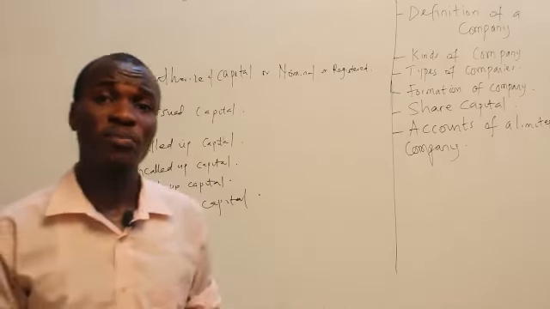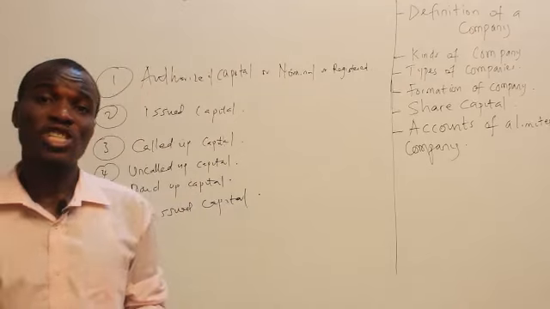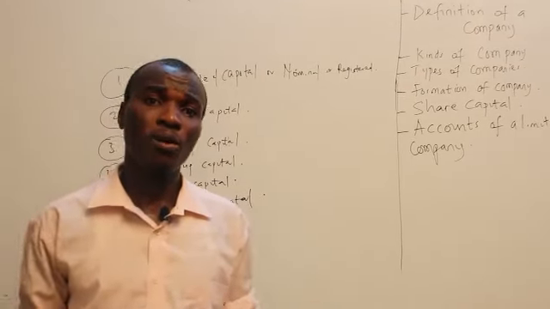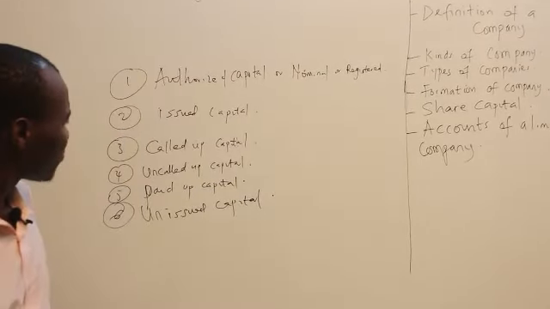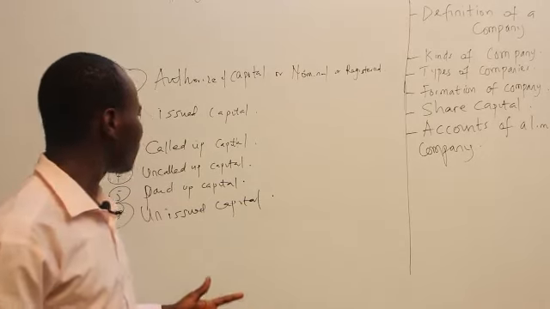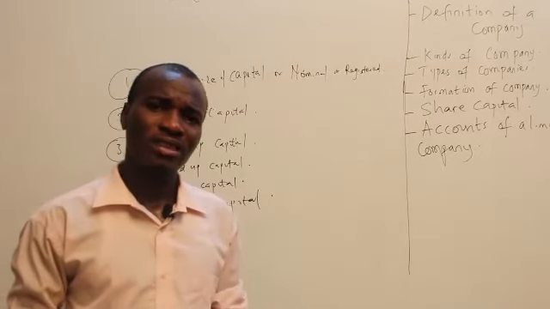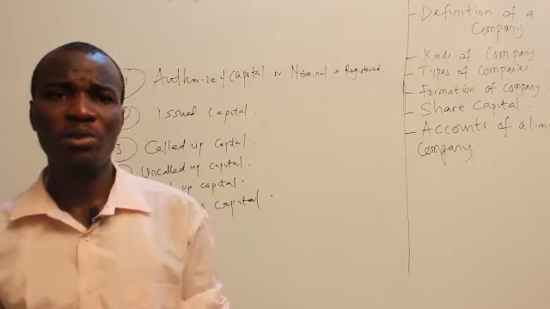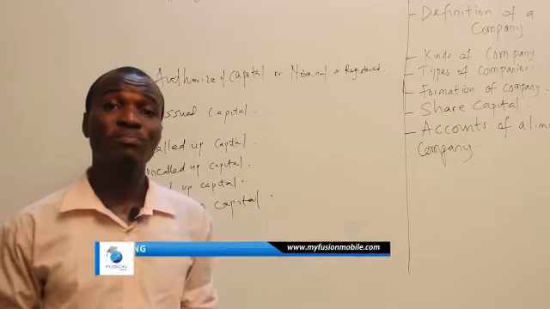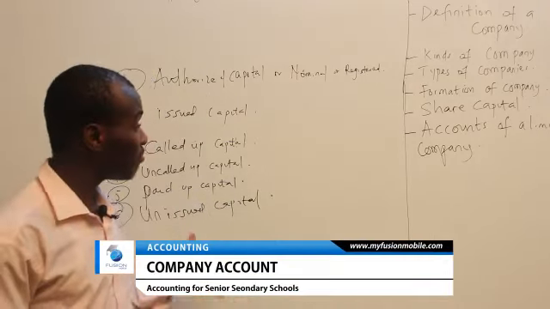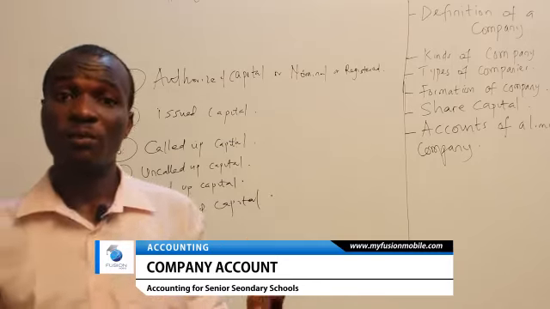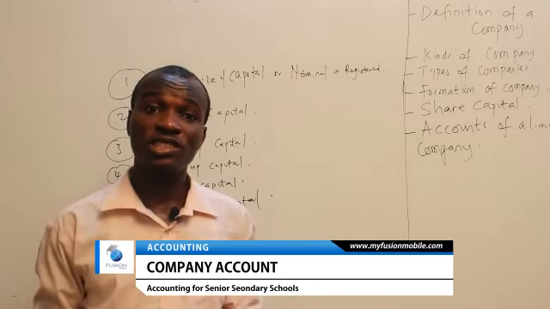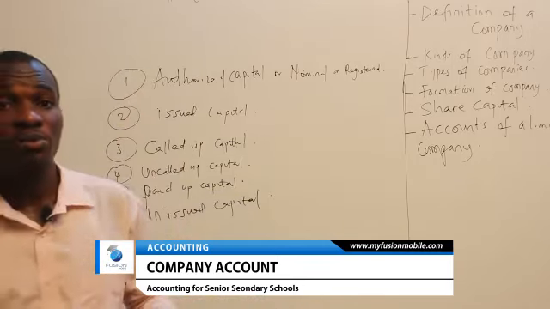This also forms part of the issued capital that has not been called up by the members of the public. The next thing we have here is the paid-up capital. This is the part of the called-up capital that has actually been called up by the members of the public, and the public has actually paid for it. So when members of the public are called upon for particular shares and they pay for the shares, those shares become paid-up capital.